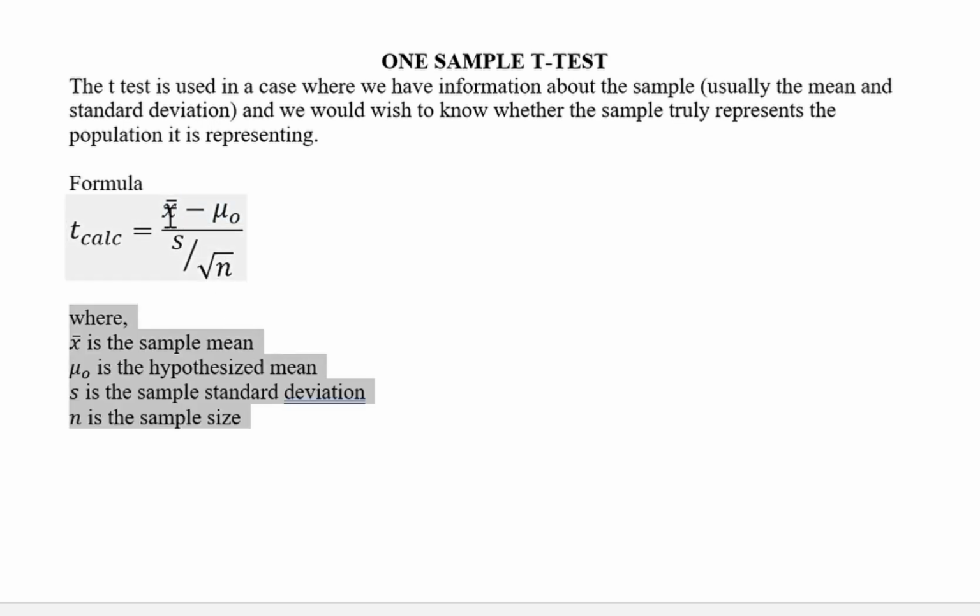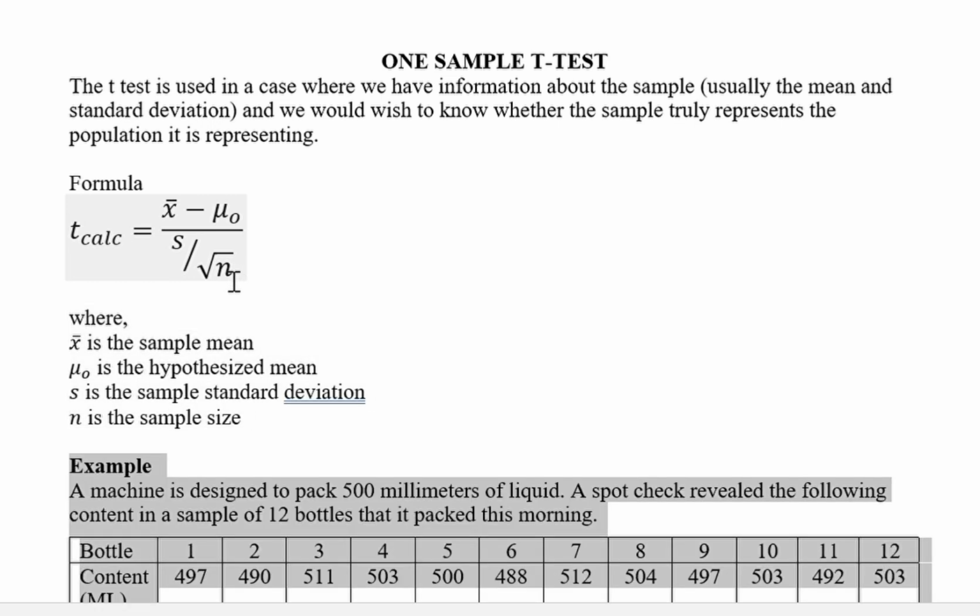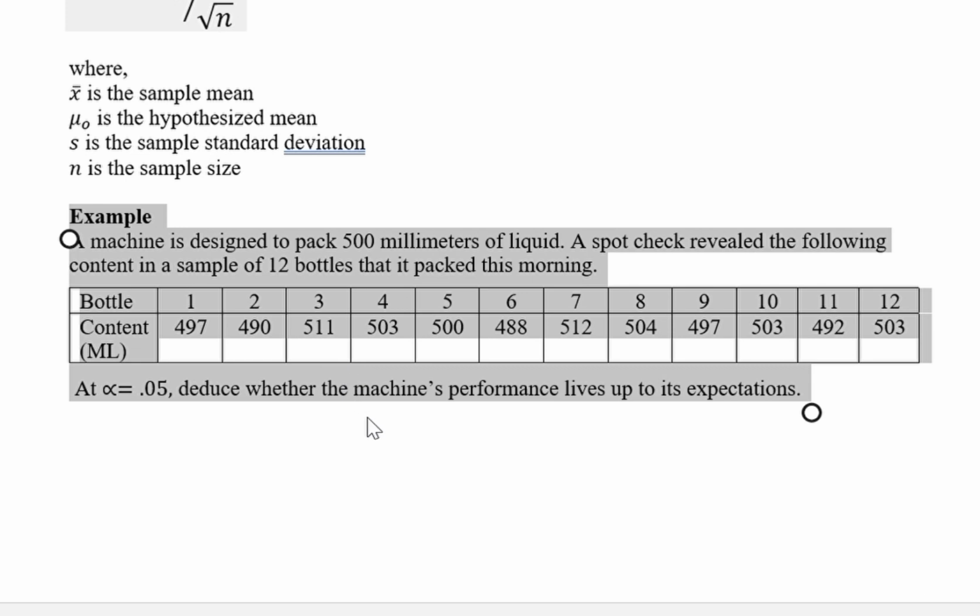The formula we use in getting the calculated value when we are testing the null hypothesis is that t is equal to what we have here, whereby this value here is the sample mean, this is the hypothesized mean, this is the sample standard deviation, and this is the sample size. So we have an example there.